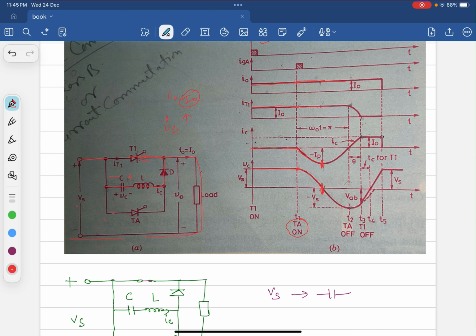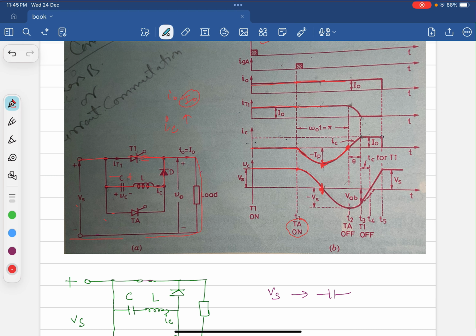The polarity of this charging current changes, because previously it was flowing from the thyristor Ta to inductor L and capacitor. Now it changes, flowing from the capacitor, inductor, diode and T1. So it starts rising to a value of 0. And what happened to the capacitor? It again starts discharging through the diode.